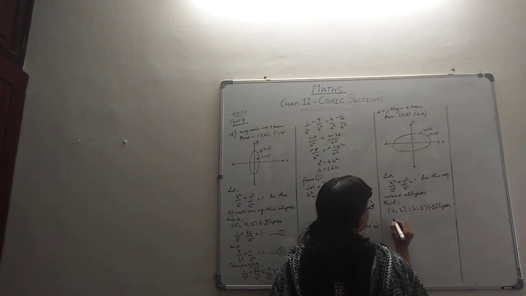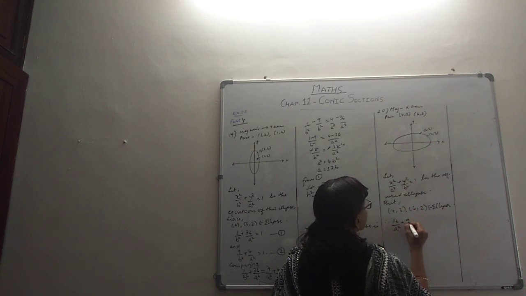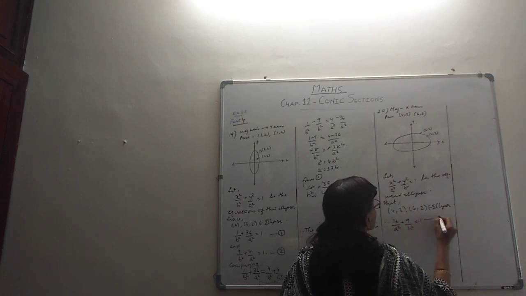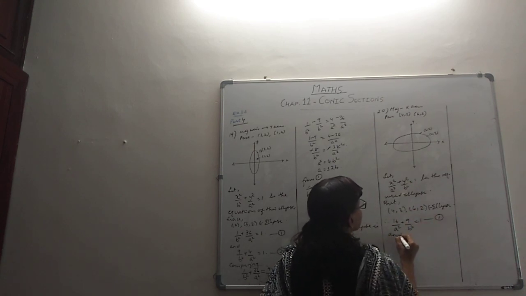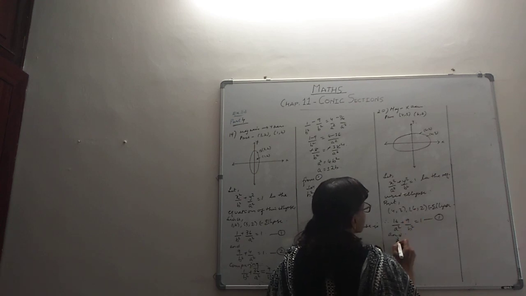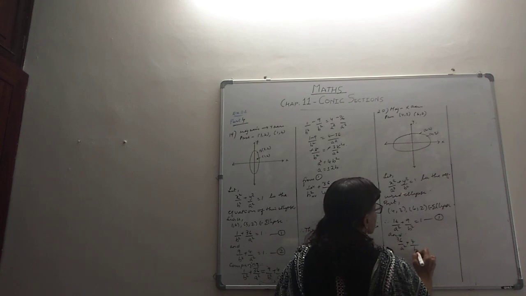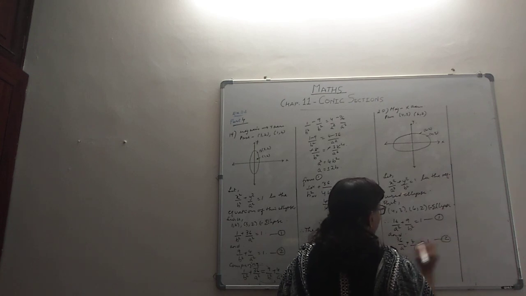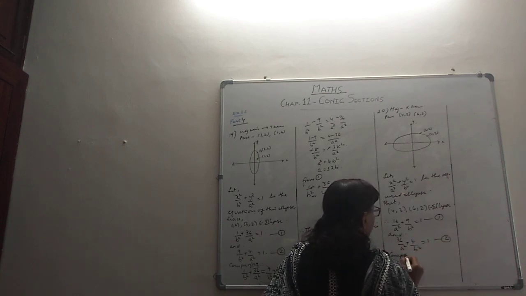Therefore 4 squared 16 by a squared, 3 squared 9, 9 by b squared is 1, and 6 squared, which is 36 by a squared, then 2 squared, which is 4 by b squared, is 1. We have these two equations which we compare. Now on comparing, the right hand sides are equal, so left hand sides also will be equal.